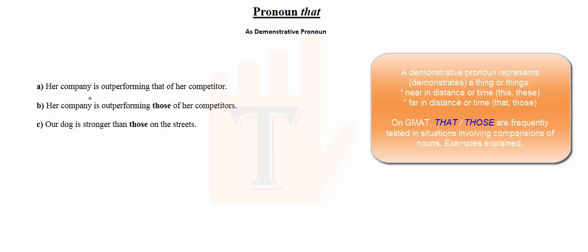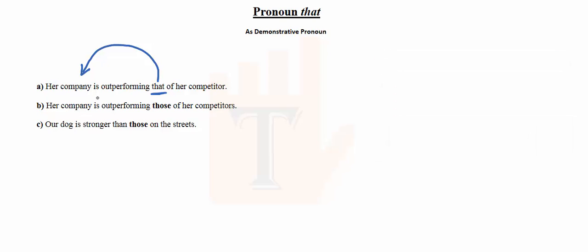The first example is: her company is outperforming that of her competitor. Notice this pronoun that, whom is it referring to? This that is referring to the noun company. In such a situation, when you find a comparison like this, her company is outperforming some other company, these two nouns, these two objects, are being compared. One is given as a noun, the other one is a pronoun. So when such a pronoun is referring to the noun in a comparison, we say that this pronoun is used as a demonstrative pronoun.